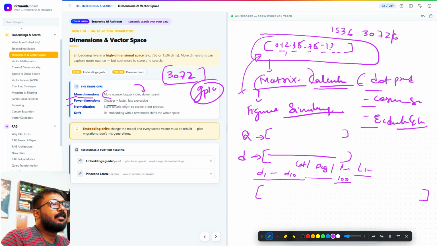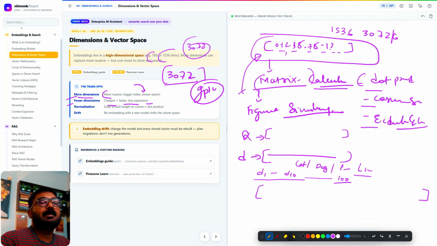Fewer dimensions are cheaper, faster, less expensive. So once you try to build a product or AI agents or a RAG application, you should decide which kind of dimension to select, rather than blindly going with 768 or 1536 or let's say 3072. You should decide, because as soon as the dimension goes bigger, these numbers go bigger and your vector search, similarity search goes slower.